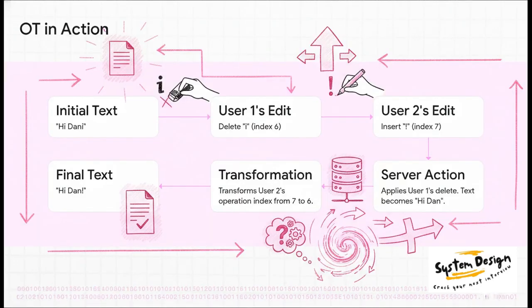Okay, check this out. This is where you can really see the genius of OT in action. So let's say the text is, "Hi, Danny." Now you and I are editing at the same time. You delete the final I. At the exact same moment, I decide to add an exclamation point at the end.